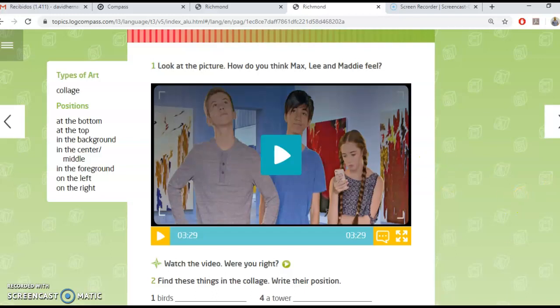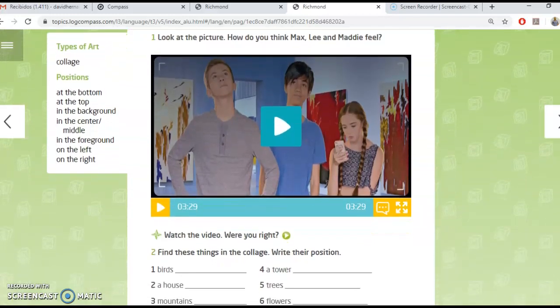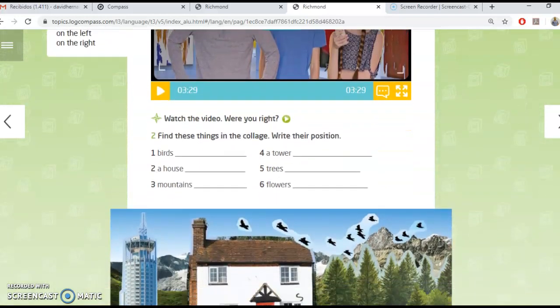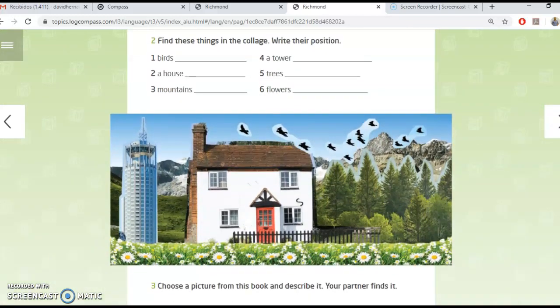guys. Then, when you finish watching the video, of course, I'm not going to play the video right now because this program that I'm using doesn't allow me to use the audio for this transmission. But I will try to find other programs that allow me to watch the video with you. Okay, just remember to watch the video and solve the next questions. We are going to the point number 2, which has to do with the image here. They say, find these things in the collage, write their position.